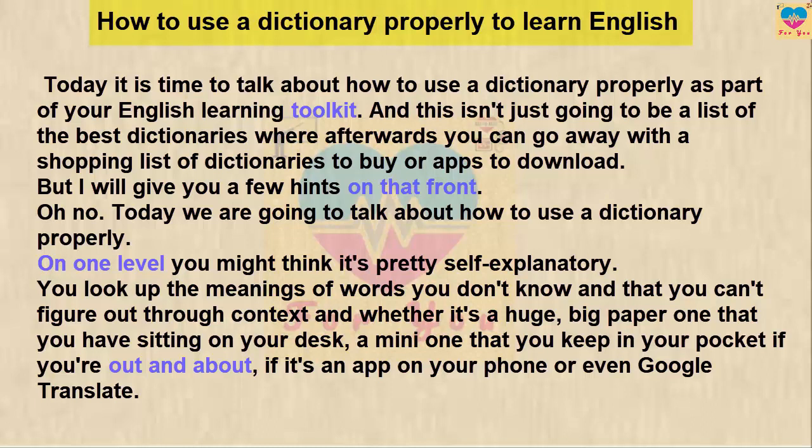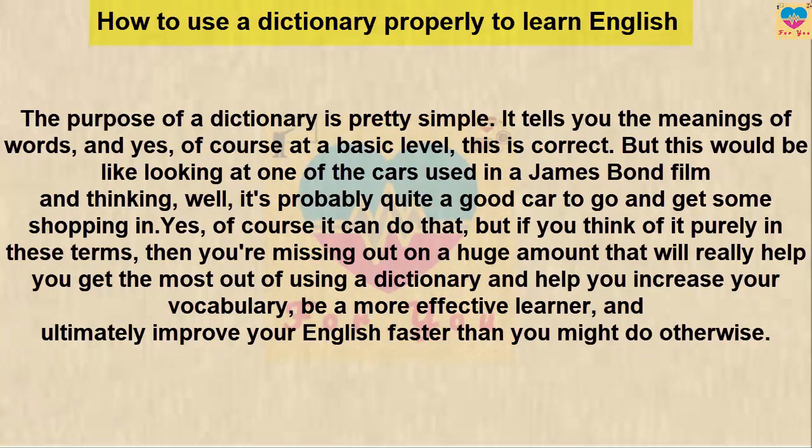On one level, you might think it's pretty self-explanatory. You look up the meanings of words you don't know and that you can't figure out through context. And whether it's a huge big paper one that you have sitting on your desk, a mini one that you keep in your pocket if you're out and about, if it's an app on your phone or even Google Translate, the purpose of a dictionary is pretty simple. It tells you the meanings of words. And yes, of course, at a basic level, this is correct.